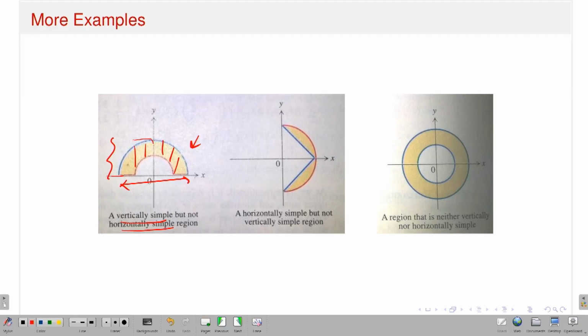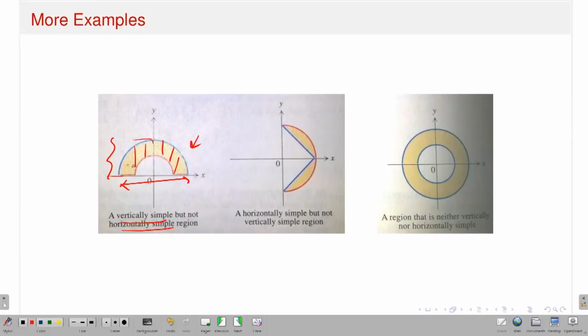What does horizontally simple mean? I have to fix y in some range, but x should vary from one fixed curve to another fixed curve. But look at the region. If y ranges from here to here, x varies, on the left hand side, from this curve to this curve, but if you go to the right hand side, the curve changes. So no fixed curve is there from the left hand side to the right hand side. That is not fixed. Therefore, it is vertically simple, but it is not horizontally simple.